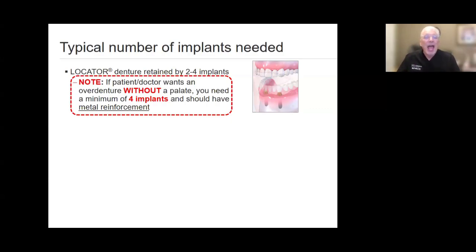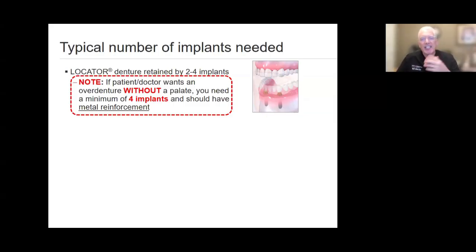4 implants is a minimum, and really you should talk with your laboratory about getting a metal reinforcement within that prosthesis. Our newer materials, our printed and milled denture materials, are much stronger than the methyl methacrylates that we are still using every day, but what we've been using for 50 years. But the metal reinforcement is a great way to build long-term success into these cases.